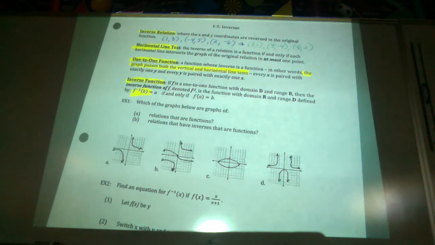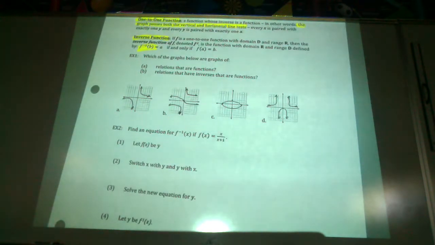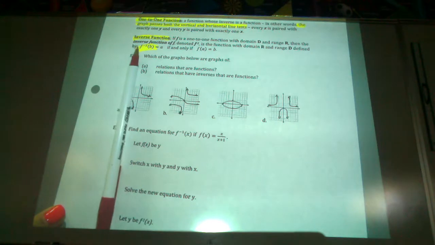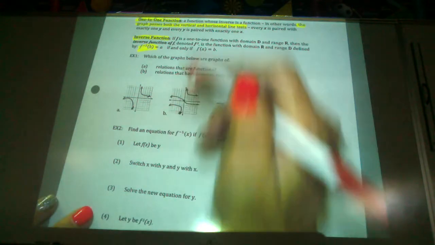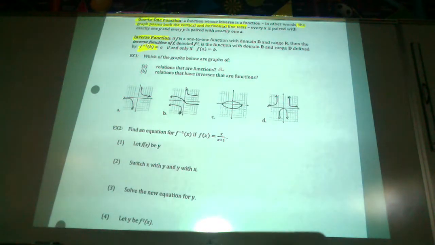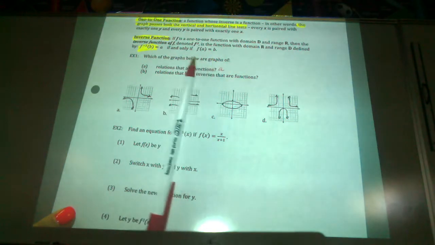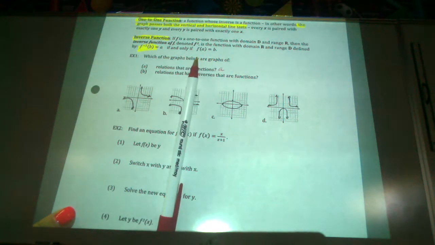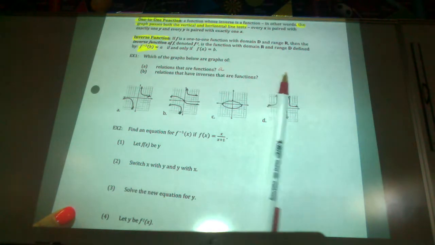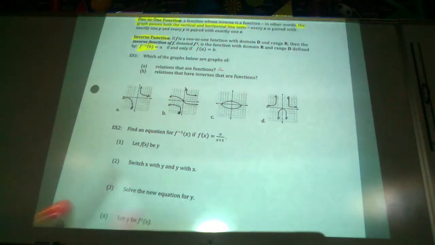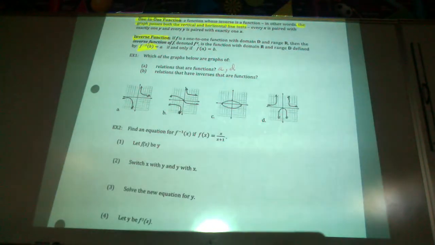So it's asking which of the graphs below are A, relations that are functions. So what test do I use to determine if a relation is a function? The vertical line test, right? So as I move my vertical line through graph A, is it a function? Yes, it only hits that graph once at any point, so A is a function. What about B? Right there, not a function. What about C? Nope. What about D? Yeah, it passes. So A and D are the only relations there that are functions.